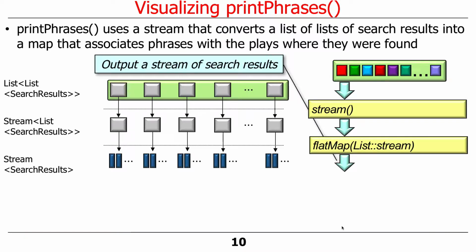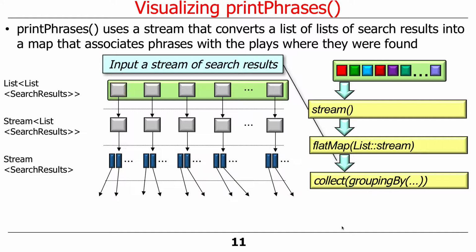What it basically does is it takes each of the lists that are coming in and essentially takes the elements out of those lists and puts them into one big stream. So each list turns out to be the elements that are in the stream, right? The search results alone. So that's what we're doing. We're flattening it out.